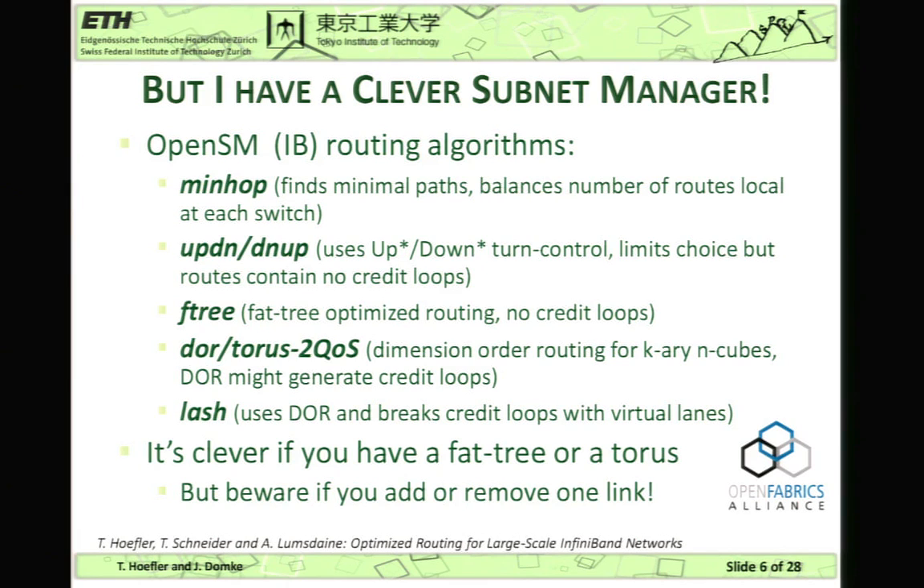But if it can, it's perfect. Then we have dimensional order routing and Torus to QoS, which is also great for Torus networks. And then we have LASH. So LASH is also something really nice. So now the question is, which one do you choose, right?